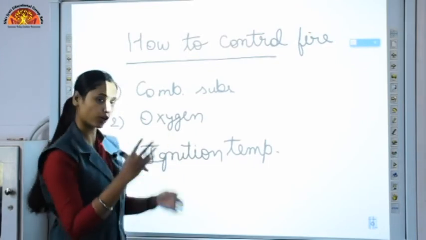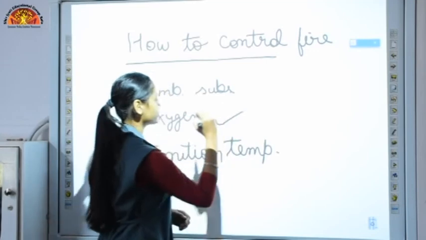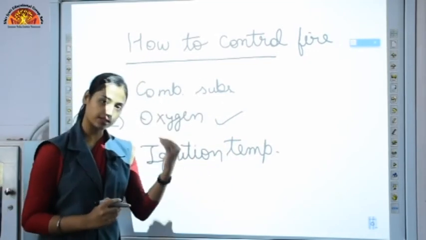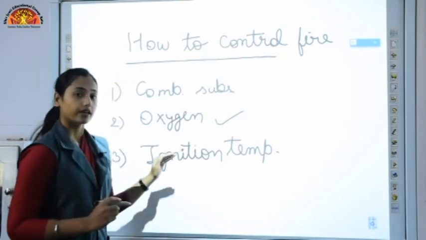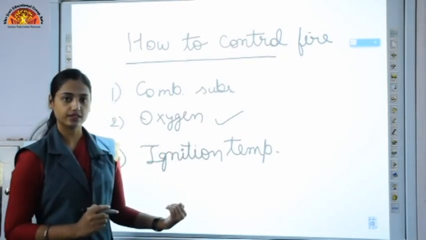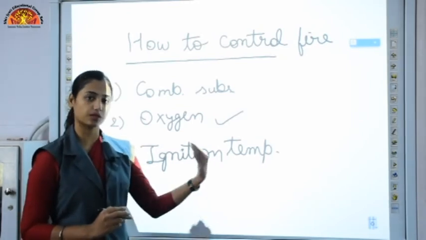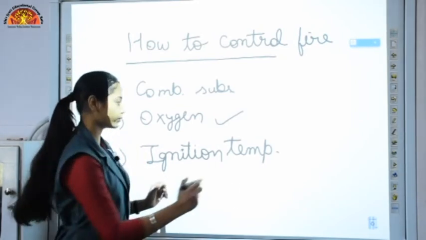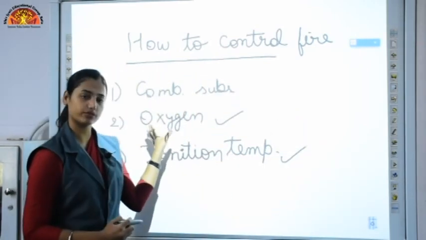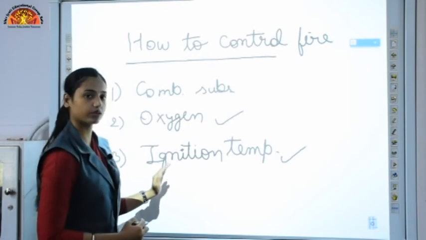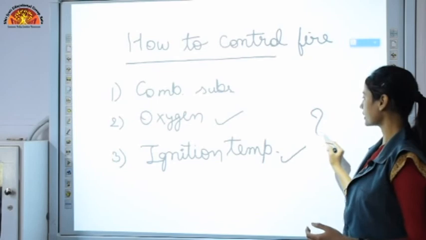We can cut off the supply of oxygen, this is possible. Then ignition temperature. If we cool down the burning substance, then the temperature will be below the ignition temperature and the substance will stop burning. So we can also perform this step. So either we can cut off the supply of oxygen or we can cool down the burning substance. So how can we perform these 2 points?